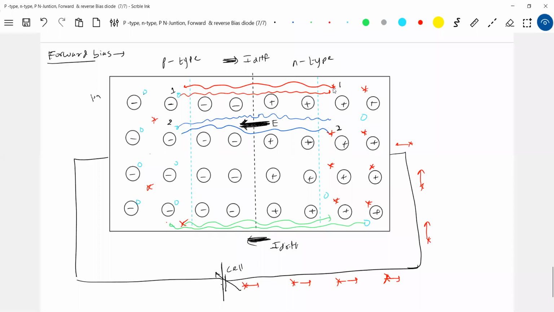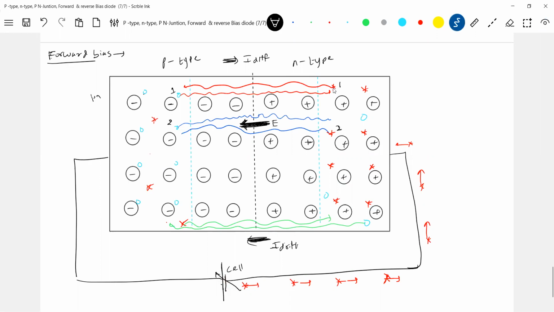There's an n type, and these electrons come here. What this negative terminal will do is inject electrons into the n type. Then however many electrons are injected by the negative terminal into the semiconductor, that many electrons should be pulled out here. So what this positive terminal will do is pull valence electrons from here.